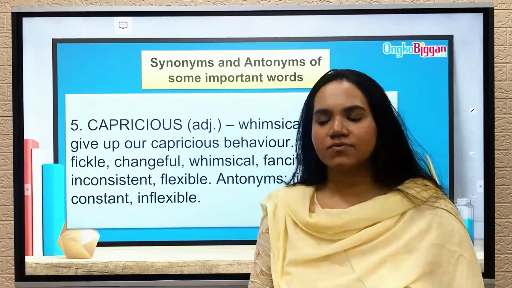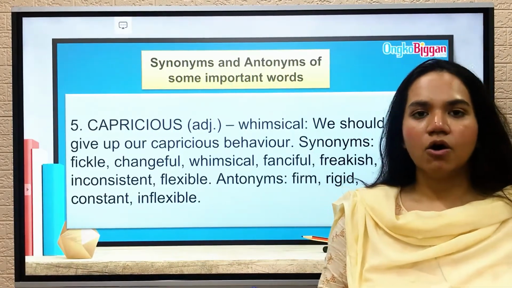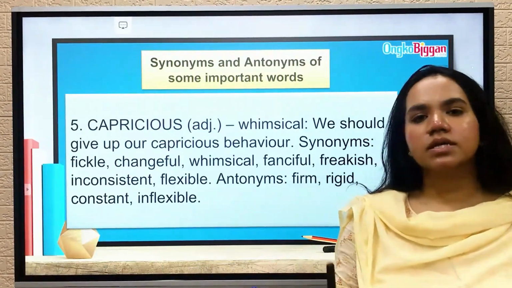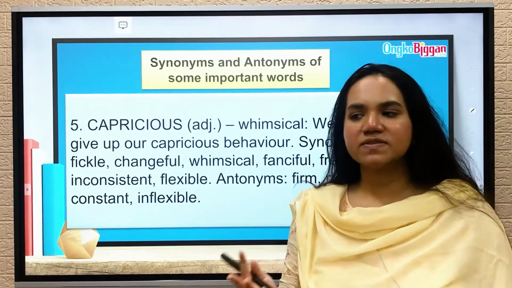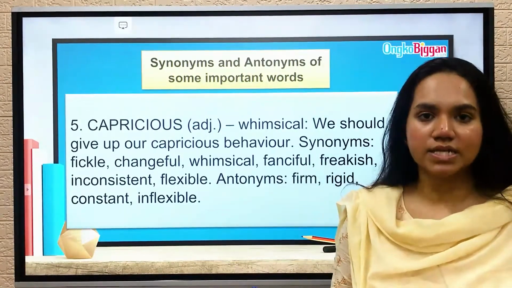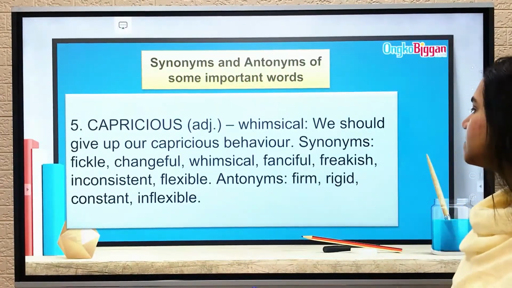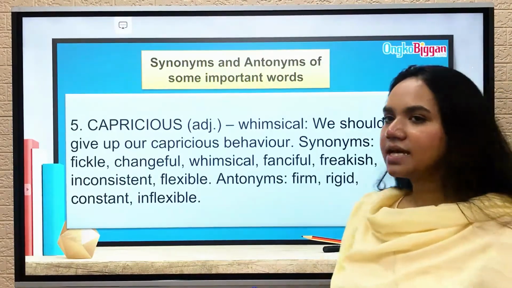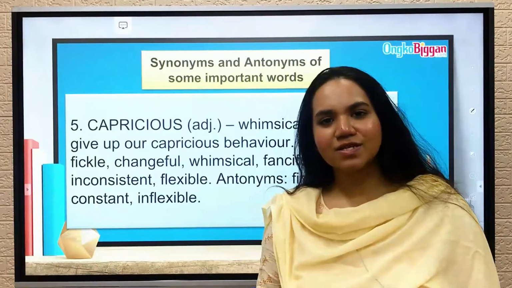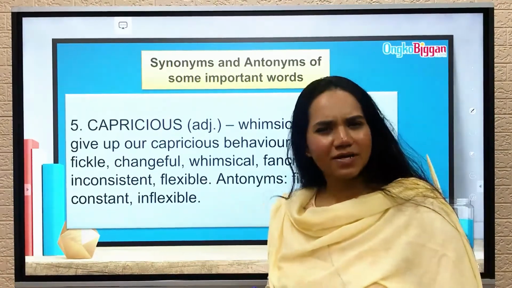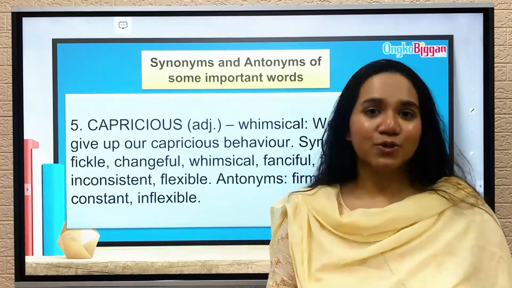So if your behavior is freakish or flexible in that sense, I'll say that continuously you have ups and downs, you have smiles and you have sadnesses continuously, a lot of mood swings, if I may say. Antonyms will be what? Firm, rigid, constant, inflexible. At the same time, even if your behavior is totally not capricious, that is also a matter of concern because it means that you do not have emotions.